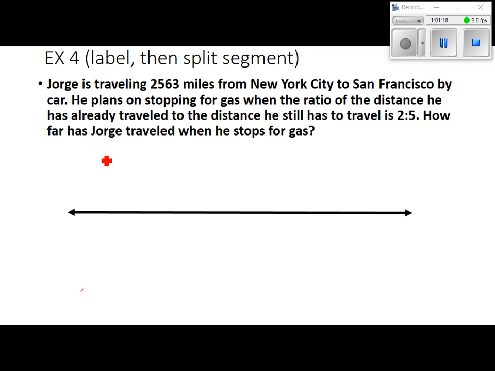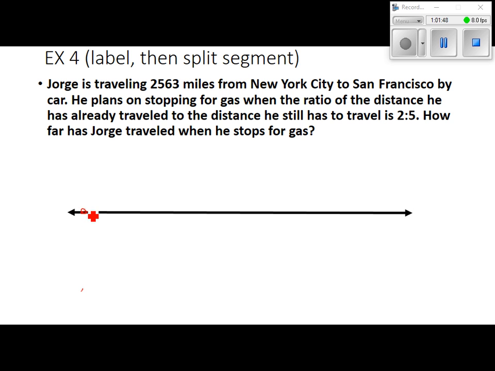George is traveling 2,563 miles from New York City to San Francisco by car. He plans on stopping for gas when the ratio of the distance he has traveled to the distance he still has to travel is 2 to 5. Awful wordy for no more than it says, isn't it? So the ratio of 2 to 5. How far has George traveled when he stops for gas?